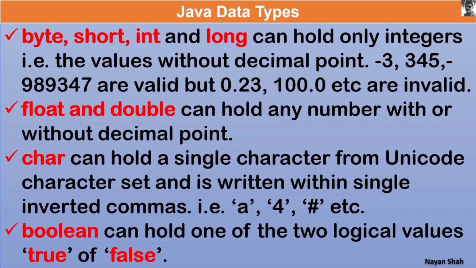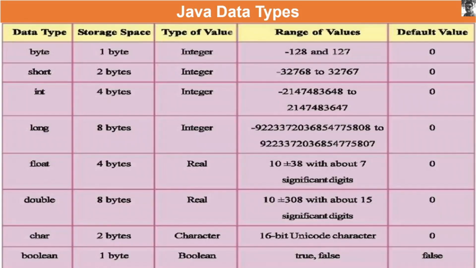So these are the 8 primitive data types. Once again, byte, short, integer and long can store any number, but a number without a decimal point. Float and double can hold any number with or without a decimal point. Character can hold any single character within single inverted commas, and boolean can hold either true or false.